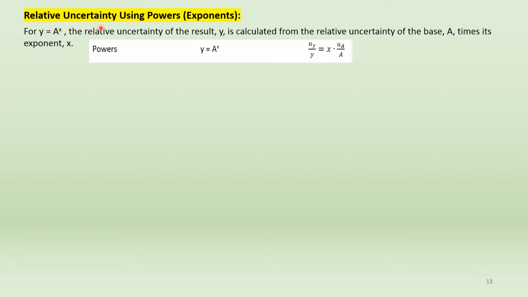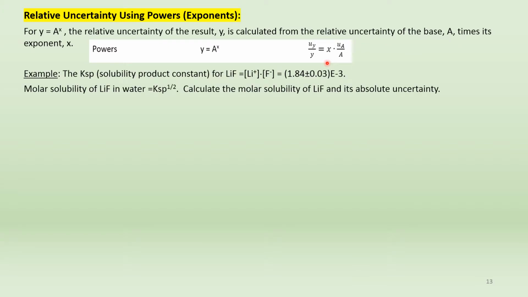Let's look at relative uncertainty using powers or exponents. So for y is equal to a to the x, the relative uncertainty on y is calculated from the relative uncertainty of the base a times the exponent x. Let me read it again as you look at the formulas. For y is equal to a to the x, the relative uncertainty of the result y is calculated from the relative uncertainty of the base a, there's the base, times its exponent x. Let's do a chemistry example.